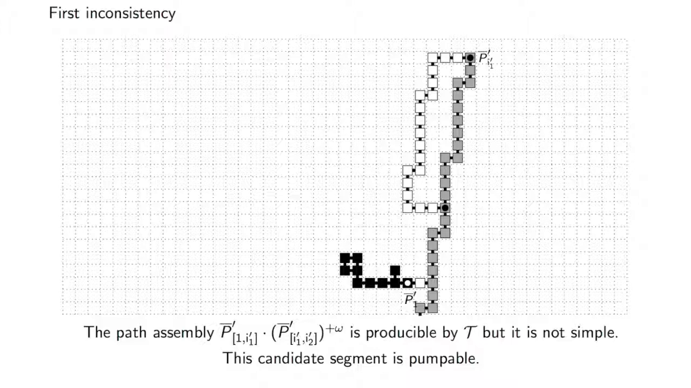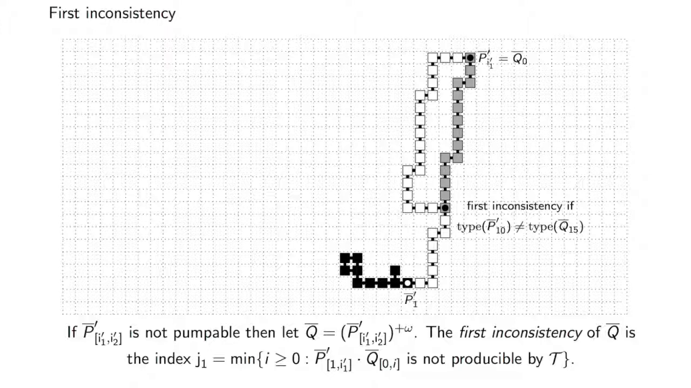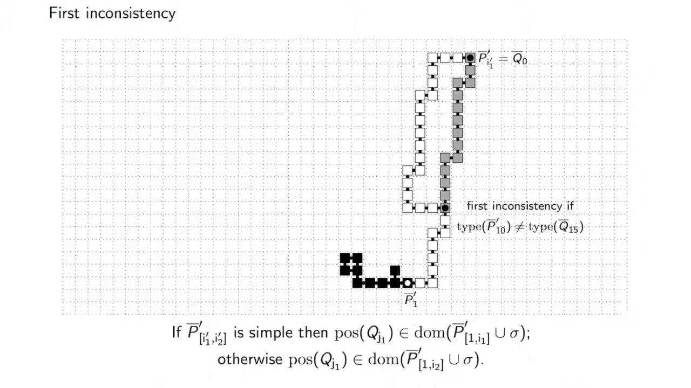Suppose now that these 2 tiles have a different tile type. In this case, the candidate segment is not pumpable in this direction. Let Q be the extension of the candidate segment. Then the tile Q0 is equal to the tile P'I'1. We define the first inconsistency of Q as the first tile of Q which is not producible by the tile assembly system. The first inconsistency allows us to find an obstacle which prevents the candidate segment from being pumpable.